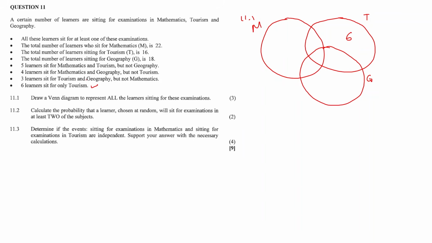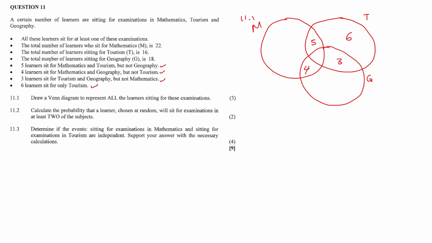3 learners sit for tourism and geography but not mathematics. So tourism and geography but not mathematics. 4 learners sit for mathematics and geography but not tourism. So maths and geography but not tourism. So we've done these 2. And then 5 sit for maths and tourism but not geography.